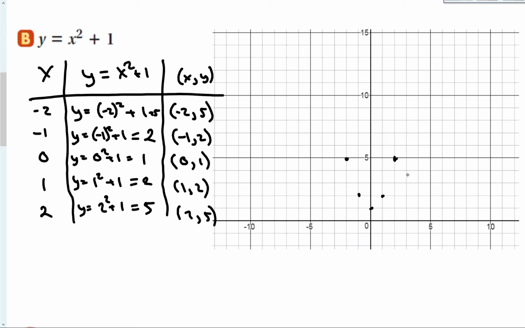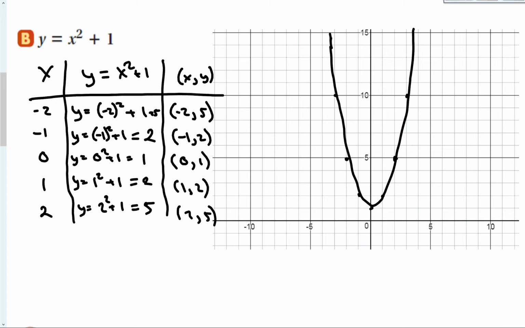In fact, if I plugged in 3, I would get 10. And if I plugged in 4, I would get 17, which is now a little bit off the graph. And if I plugged in -3, I would get positive 10 as well. So we get a nice graph that looks kind of like a curve. Okay? And as we'll see in a later chapter, this curve has a name, and it's called a parabola.